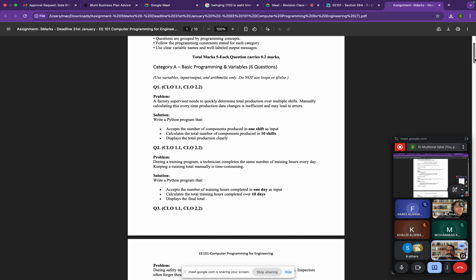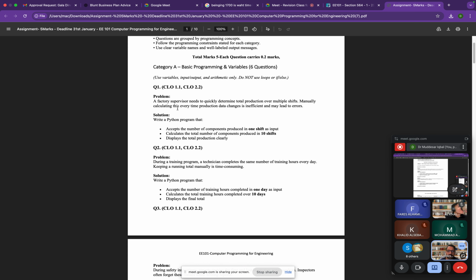So each question is based on a problem. If I start with the first question, there's a factory supervisor who needs to quickly determine total production over multiple shifts. Maybe multiple shifts are running, and he needs to know how much production there is. If you manually calculate it, the production data may change and may lead to some errors. So better to make a small program. It's a very small program.